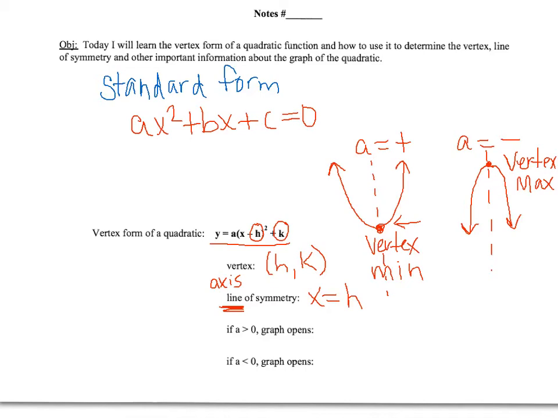Okay, and then this last piece of information, it says if a is greater than 0, the graph opens. Well, if a is greater than 0, that means that a is positive, and so the graph is opening up. If a is less than 0, that means that a is negative, and so the graph is opening down. Okay, now remember at that point, that tells us whether the vertex is a min or a max. Okay, so we will look at that. Let's look at a few problems and let's see how you're going to do this.